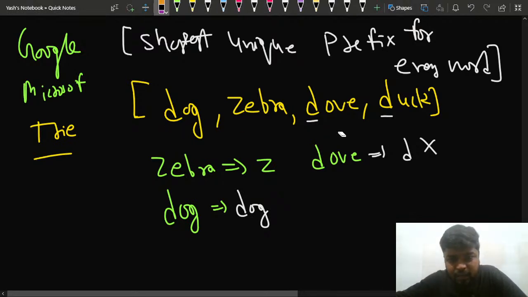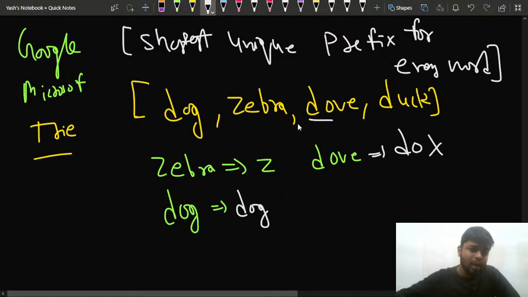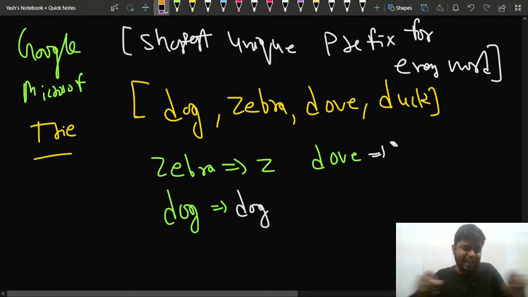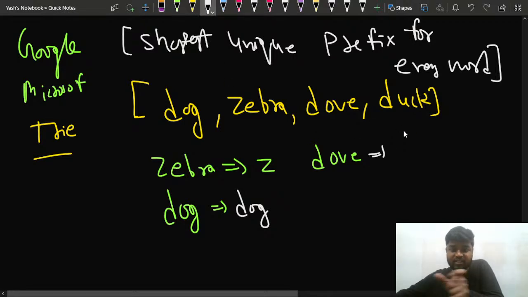Now, can I represent this dove with do? No, I cannot. Why? Because dove will have do and dog will also have do. So that's why I cannot. I'll be adding one letter each time to my prefix, increasing the length of the prefix by one each time, so that I can see whether I can represent it with this prefix, this prefix, this prefix.